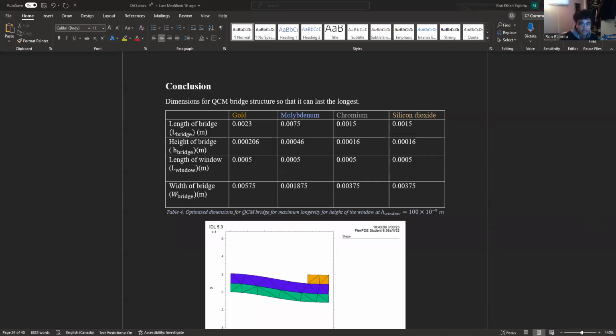Molybdenum having the highest dimensions goes against our previous understanding that larger dimensions will decrease the change of sensitivity. However, it suggests that there is an ideal relative change in overall beam parameters that does maximize sensitivity. Gold, having the second highest dimensions, yet the lowest of all the Young's modulus, also supports this hypothesis. However, chromium and silicon dioxide having the same values may suggest that the sensitivity is dependent on the relationship between a material's Young's modulus, mass density, and Poisson's ratio.